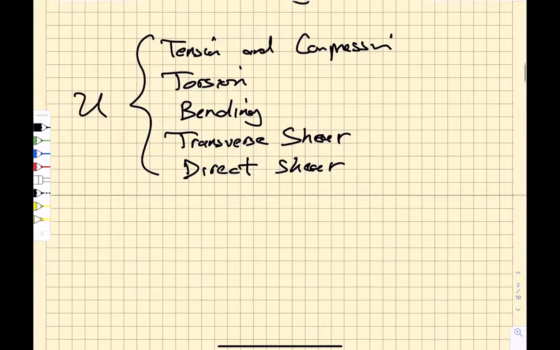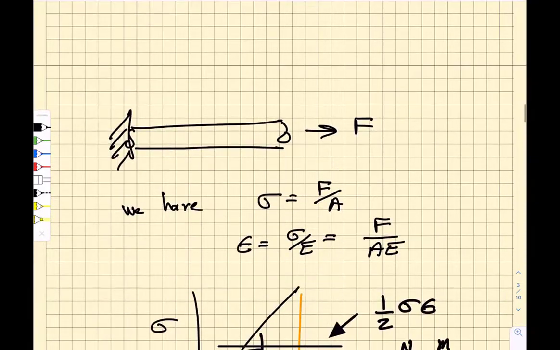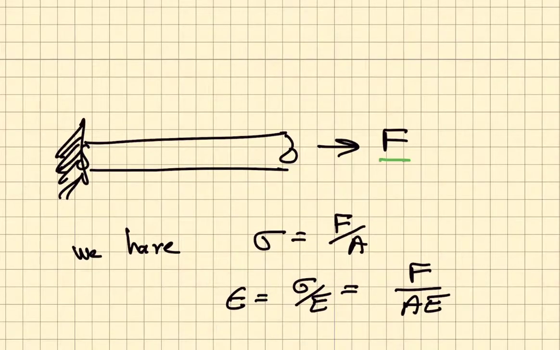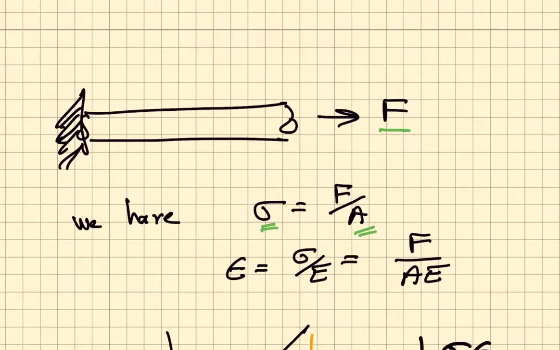So if we go ahead and look at a bar that is fixed at one end and we load it in axial tension with the force F, then the stress that that bar experiences is just the force divided by the cross-sectional area. The strain is just the stress divided by the elastic modulus, so long as we are in the linear elastic range. But we also know that if the shaft is of length L and it stretches by an amount delta, that strain is delta over L.